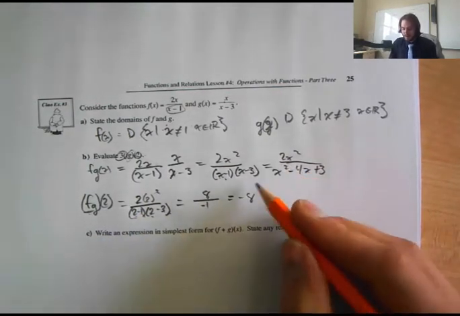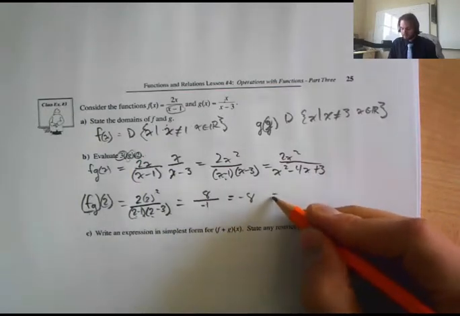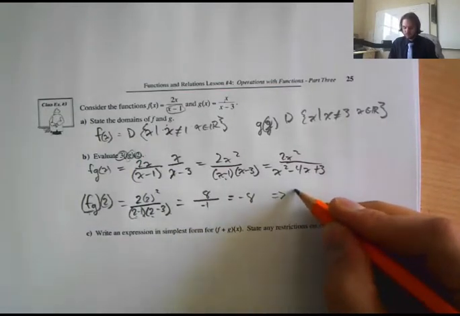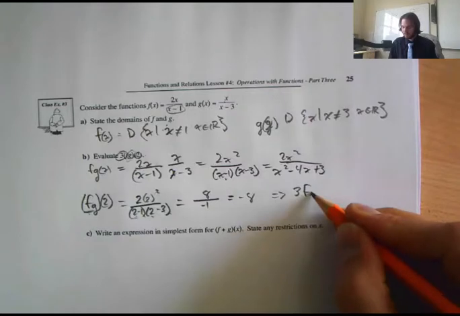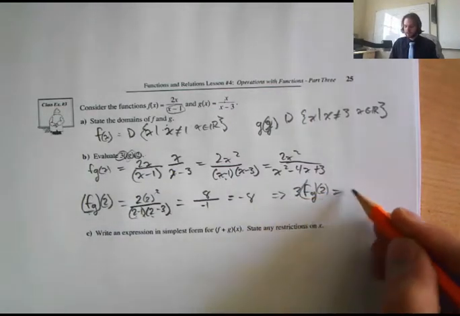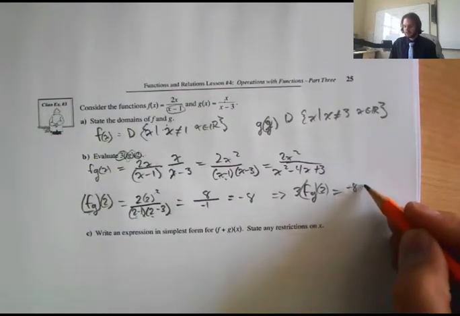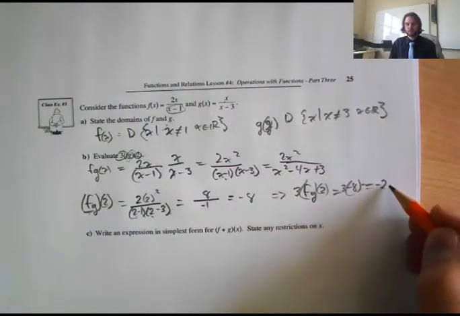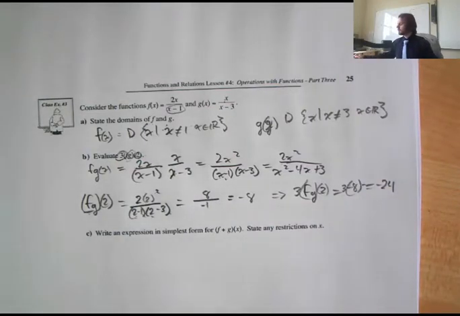Now, what was it? 3 f of g of 2. So now I have to multiply that by 3. So it's negative 8 multiplied by 3, which gives me negative 24. Now, it wants us to evaluate, so there we go with that part there.